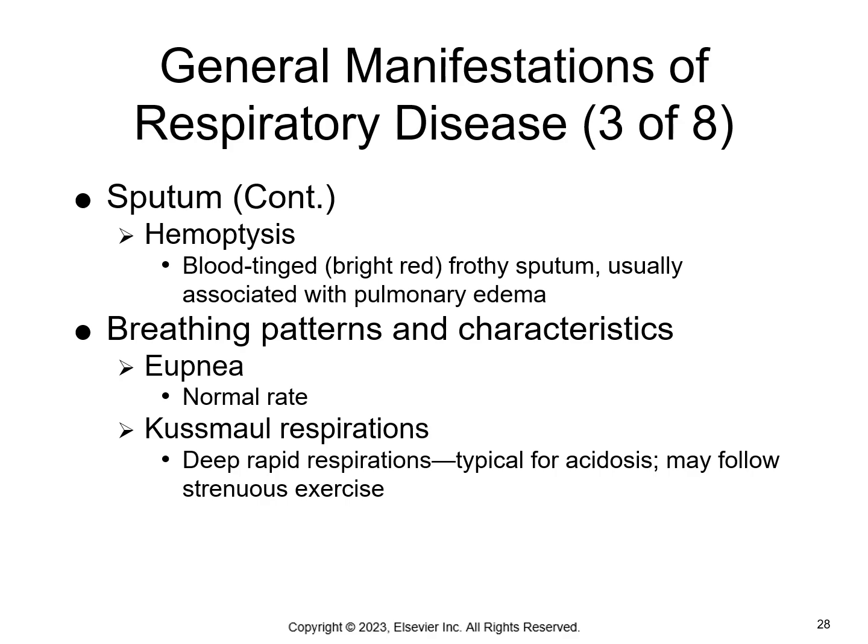Then we're looking at breathing patterns and characteristics. So eupnea is considered normal, usually 10 to 18 breaths per minute. We look at the pattern and the rate. Changes in the rate, the depth, and the effort can tell us important information about the client. Kussmaul's respirations are deep, rapid respirations or air hunger, and this can typically happen in someone with either a metabolic acidosis or after strenuous exercise.